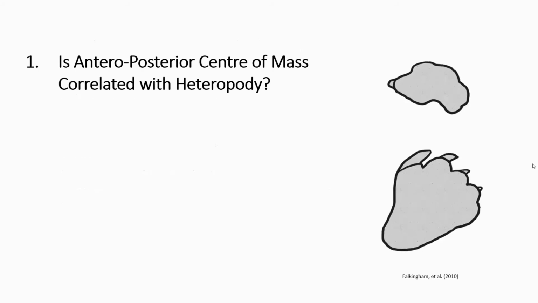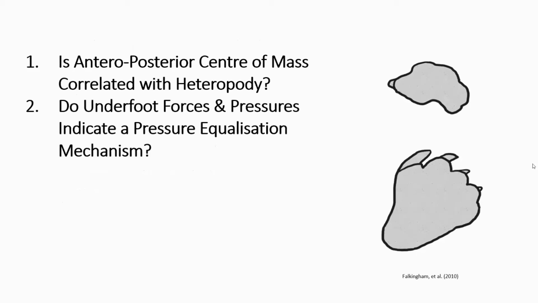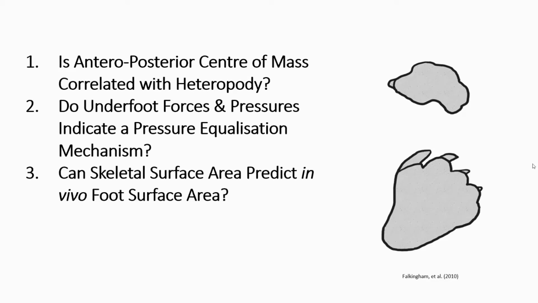So to answer this question of whether pressure equalization is correlated with heteropody, we went into a couple of smaller questions. Do underfoot forces and pressures indicate a pressure equalization mechanism? If we look at extant tetrapods, do we see a correlation between the center of mass and force on the hind foot, the force between the forefoot and the hind foot, and pressure differences, and how this relates? Can skeletal surface area predict in vivo foot surface area? So how well can we extrapolate back and forth between footprints and skeletons and vice versa?